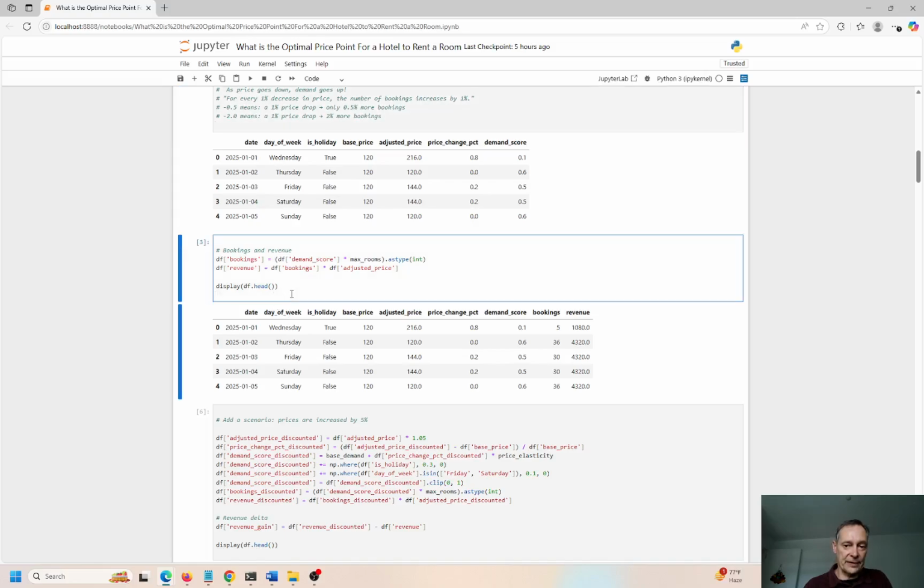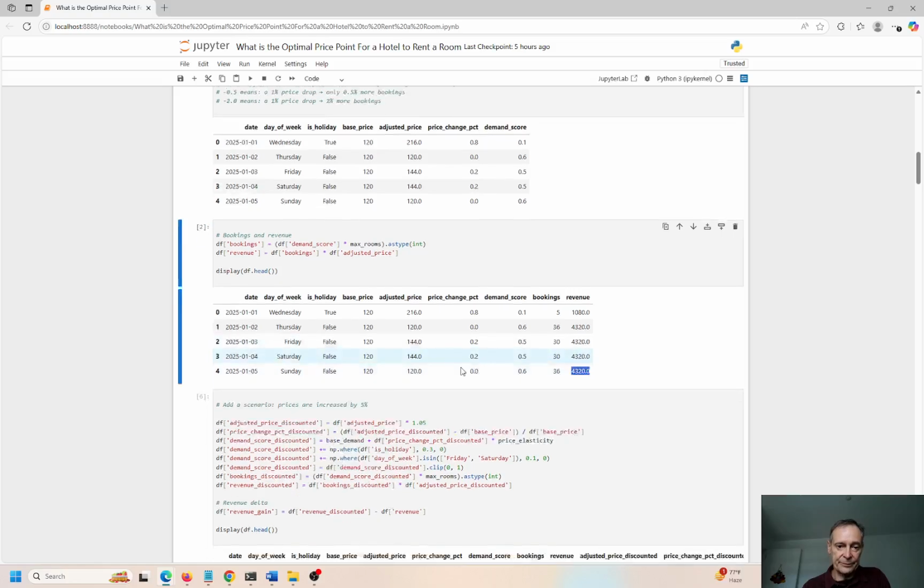So we can look at bookings and revenue based on this. The demand score times maximum rooms is going to be bookings, and bookings times adjusted price is the revenue, okay? So bookings times price, this is the revenue here. Bookings, here's the price, and we have 1,080, 36 bookings, 120, right? So the price is down, more bookings, 4,320. Adjusted price, a little bit higher. We have 30 people coming in, 120, 36. So 4,320, 4,320, 4,320, okay?